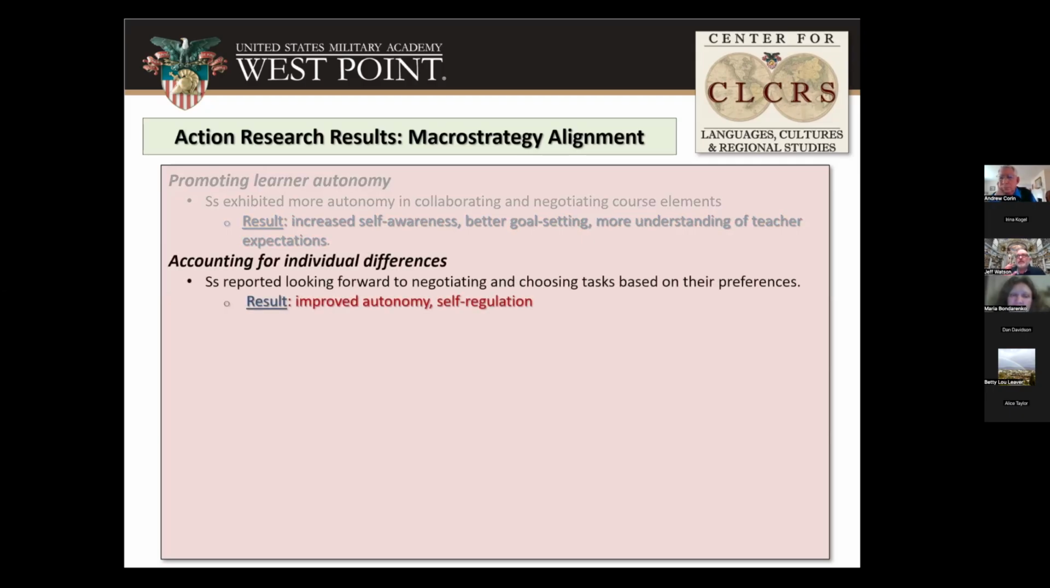Obviously, there was a lot of accounting for the individual differences. They started to look forward to the negotiating and choosing tasks based on their preferences. There was improved autonomy.